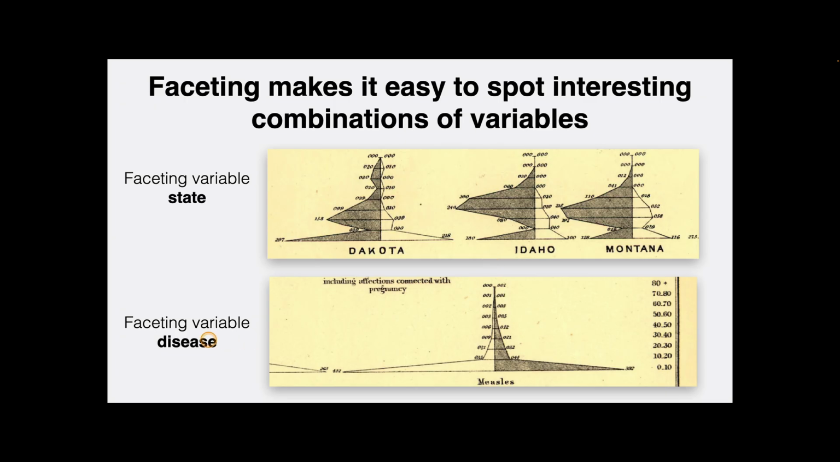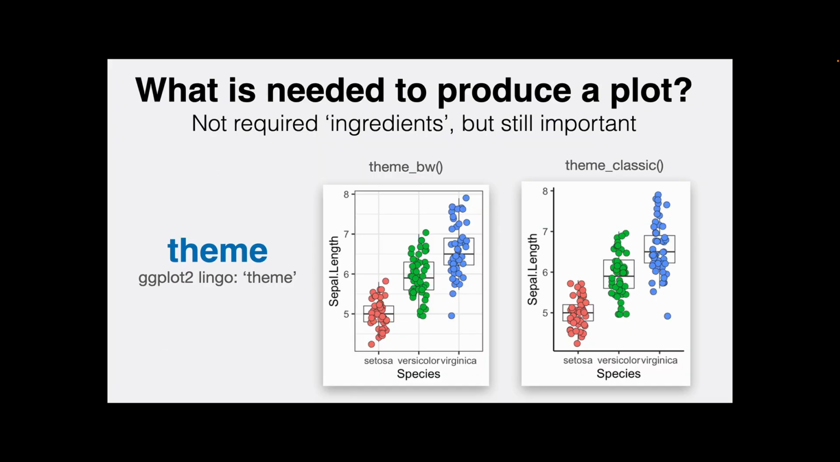You can also facet by other variables, in this case state, but why not disease? And you can see, in this case, the huge impact that measles had on very, very young children, whether it was boys or girls. No discussion of ggplot2 would be complete without at least some discussion of ggplot's themes.